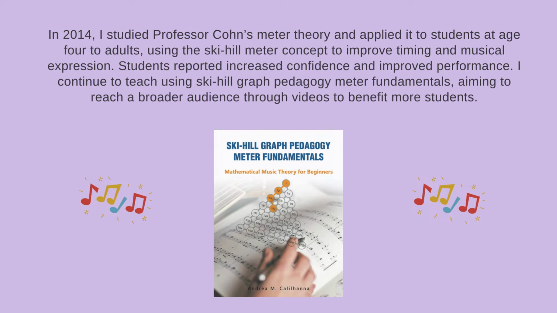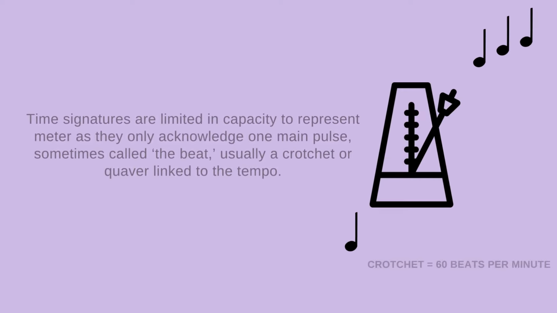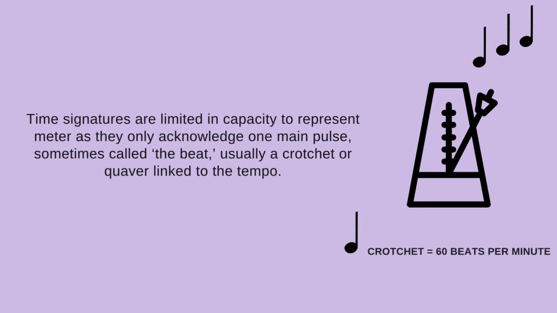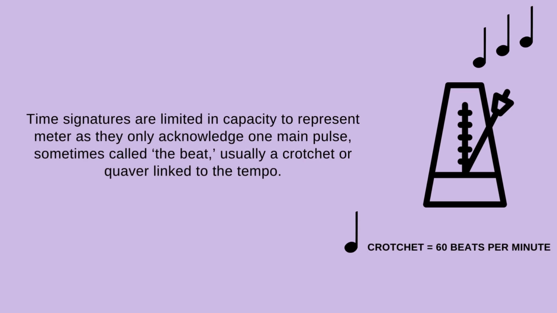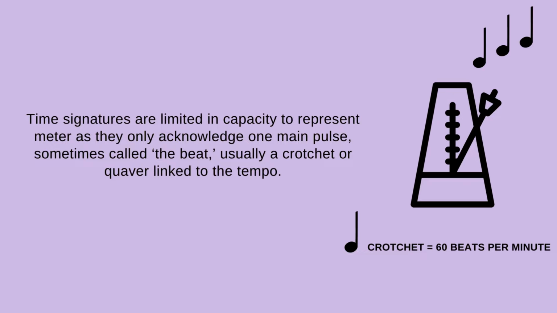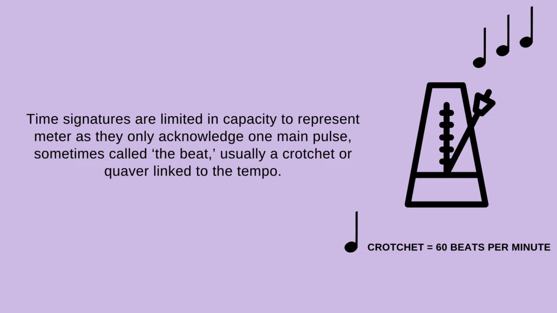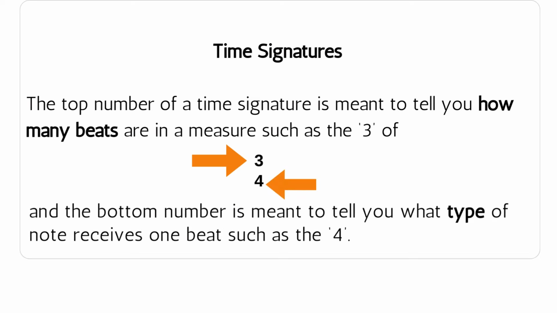Time signatures are limited in capacity to represent meter, as they only acknowledge one main pulse, sometimes called the beat, usually a crotchet or quaver linked to the tempo. The top number of a time signature is meant to tell you how many beats are in a measure, such as the 3 of 3/4, and the bottom number is meant to tell you what type of note receives one beat, such as the 4 of 3/4.